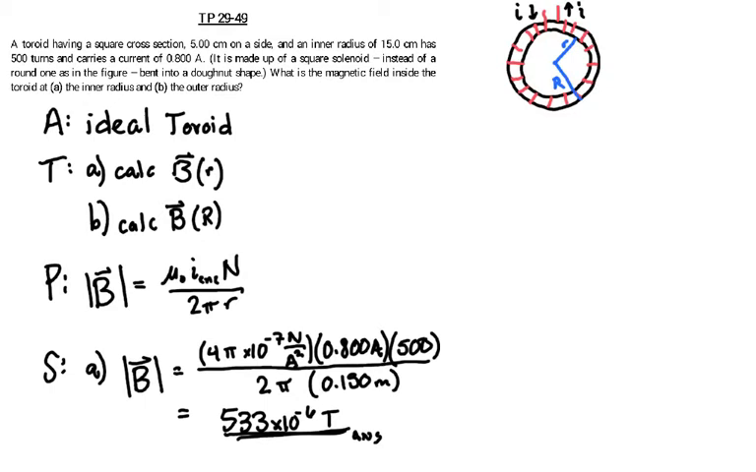Okay, so the answer we get is 533 times 10 to the negative 6 Teslas, or you could say 533 micro Tesla. Alright. Now, that gives us the magnitude, but does it give us our direction? So, we can use the right-hand rule to give us the direction of the magnetic field inside the toroid. So, we use our right hand. Let's see if I can insert a picture here.